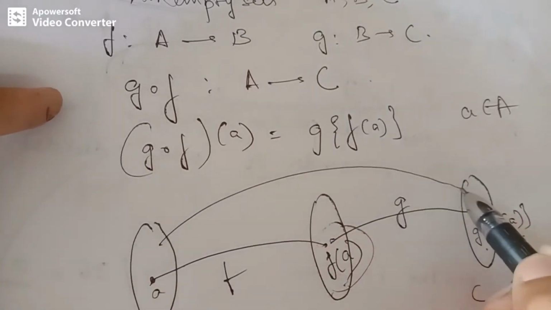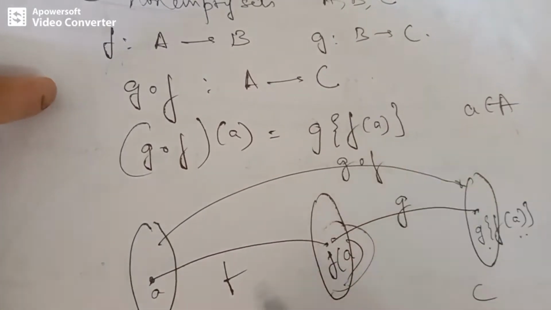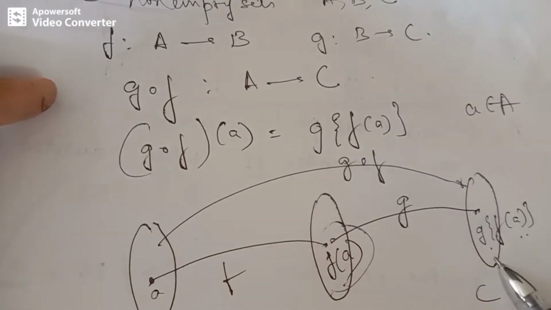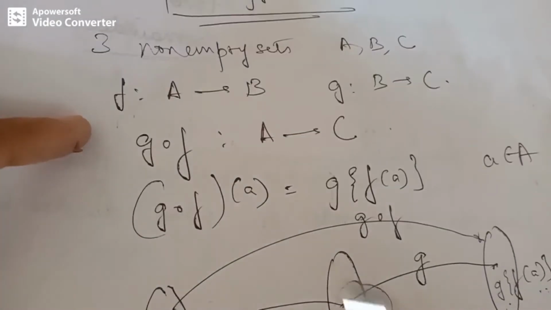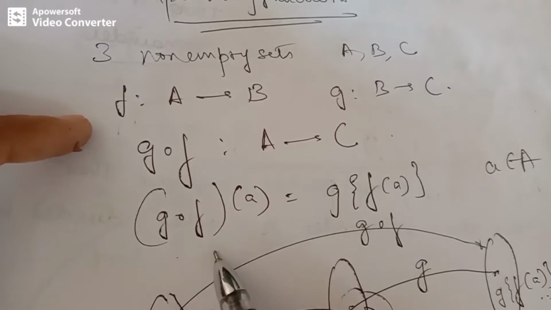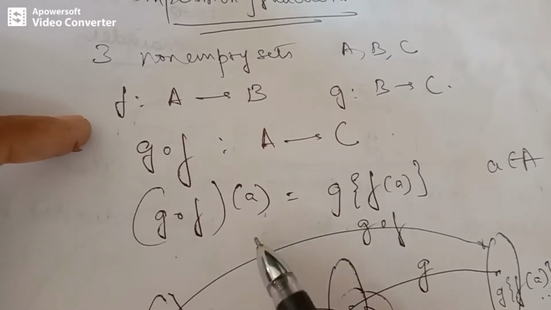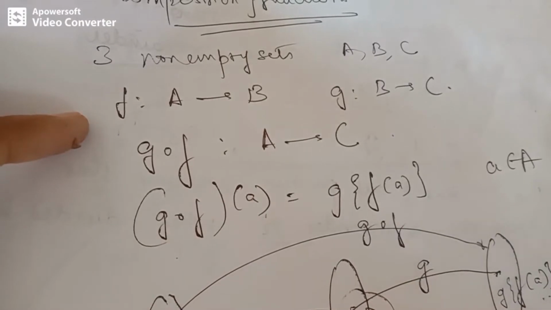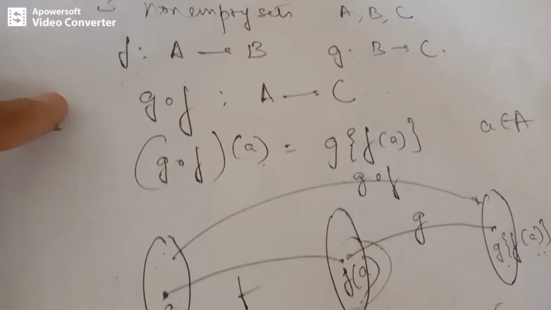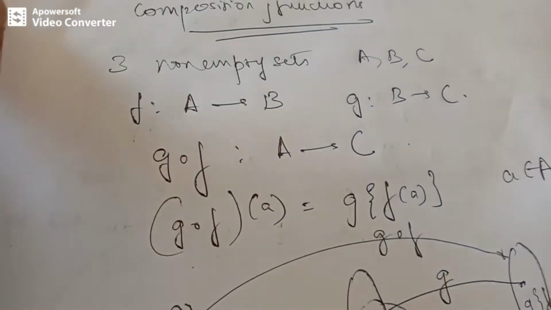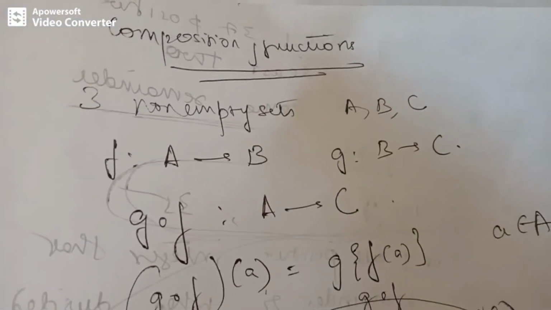So that is nothing but the product, we can say. This g composite f is the function from A to C, wherein you will get g of f of a. That is what we have written here, g composite f of a. That means it carries an element from set A to g of f of a. So let's look into some of the problems related to this concept of composition of functions.